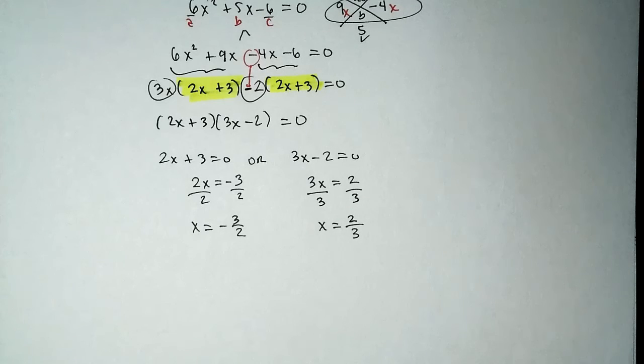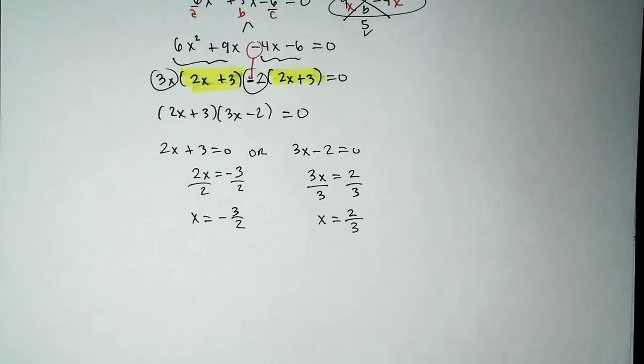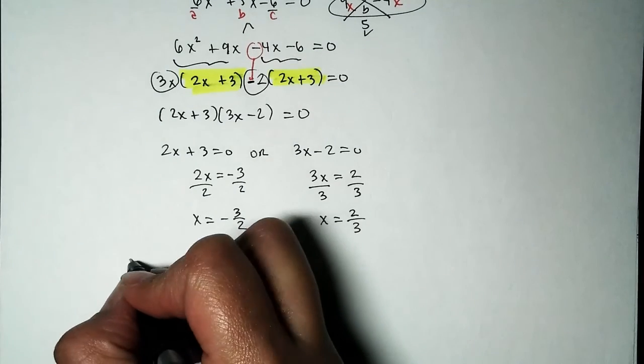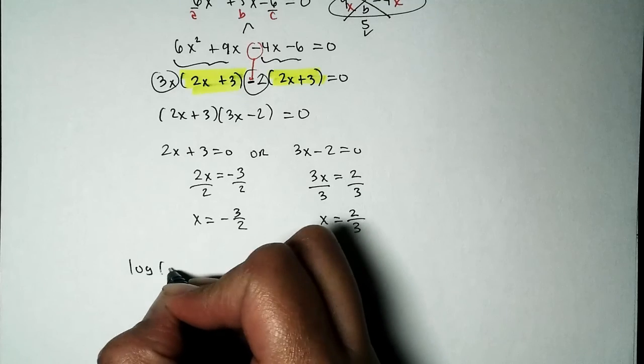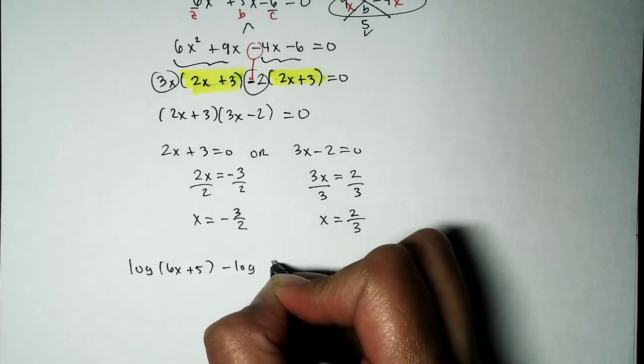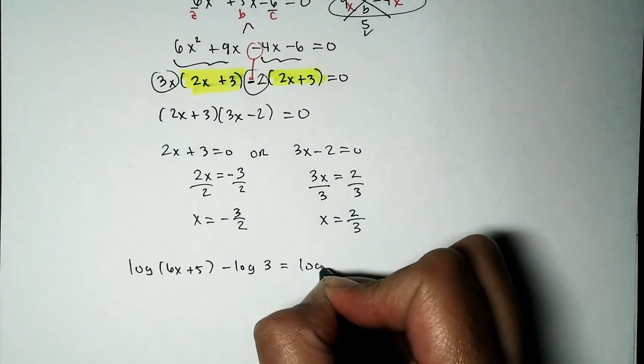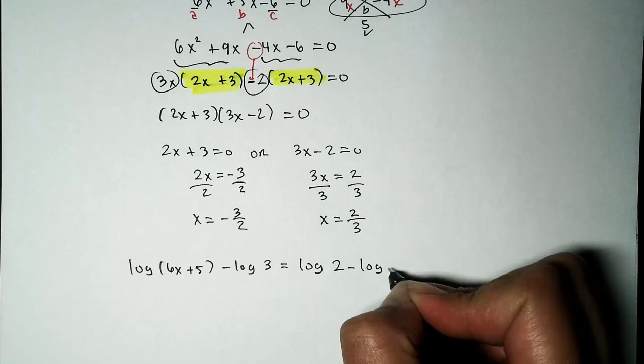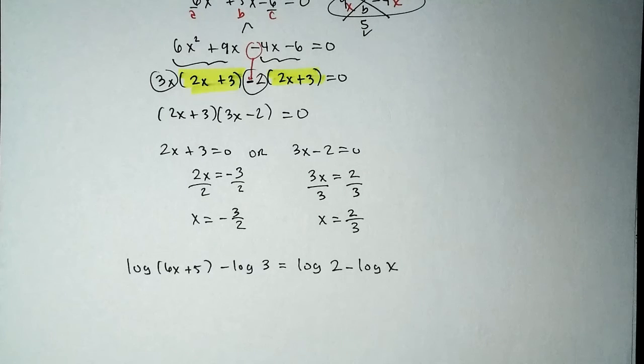Do they pass the argument check? I'm going to go ahead and write the original equation over. Okay, so we have log of 6x plus 5 minus log of 3 equals log of 2 minus log of x. The reason why I wrote it over is because I want to highlight that when you do the argument check, you don't have to necessarily write it on paper. I mean, you can, so you can have a paper trail.